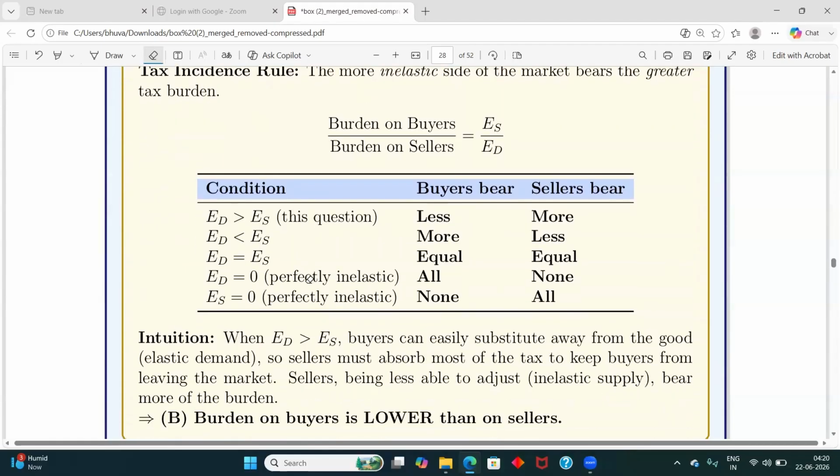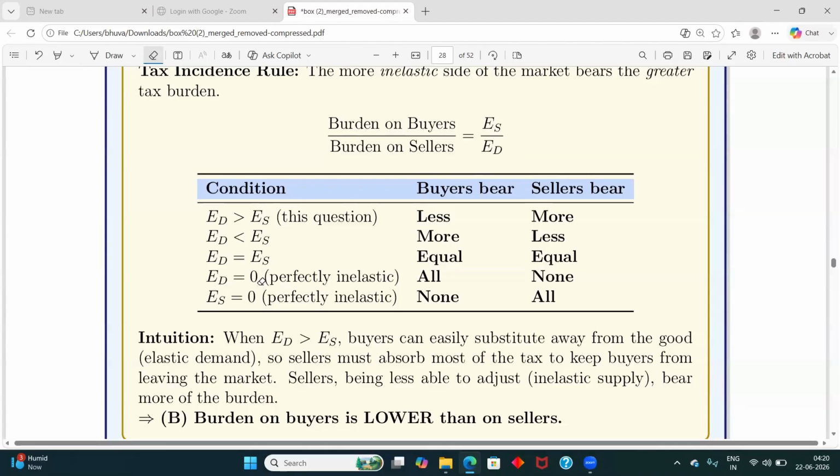Conditions: when elasticity of demand is greater than elasticity of supply, the burden on the buyer is less and on the seller is more. When elasticity of demand is less than elasticity of supply, there is more burden on the buyer and less burden on the seller. When elasticity of demand is equal to elasticity of supply, both bear the same burden.